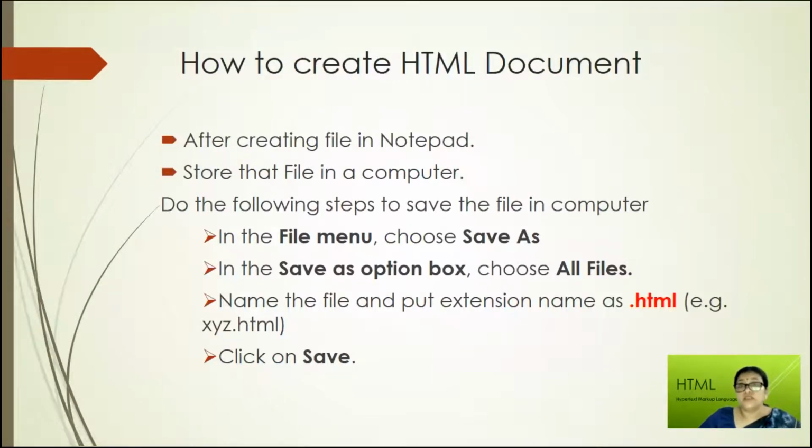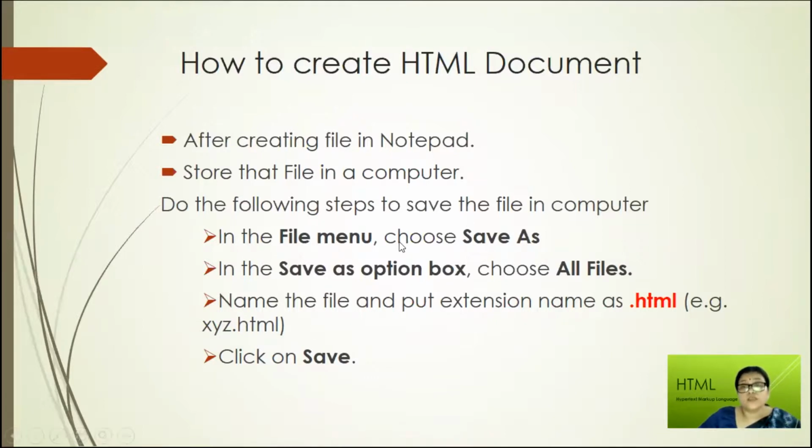How to save an HTML document? That means after making your HTML document, you have to save that file on your computer. So for saving your file, you have to click on the File menu and click on the Save As option. The Save As dialog box will open, and choose All Files. Name the file and put the extension name as .html. It is very important. Whatever name you are keeping, at the end of that name, you have to mention .html in every HTML document. For example, I have taken the name xyz.html. So that means my file name is xyz.html, and after writing the name, click on Save.